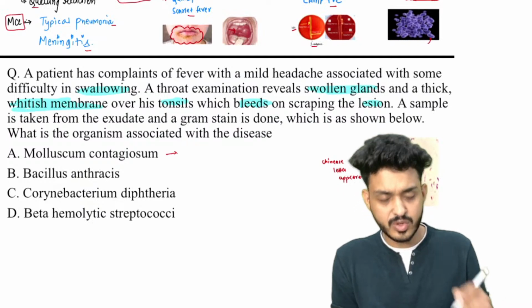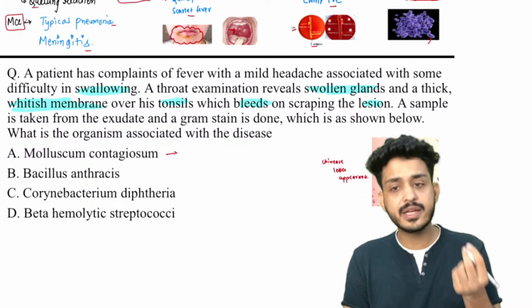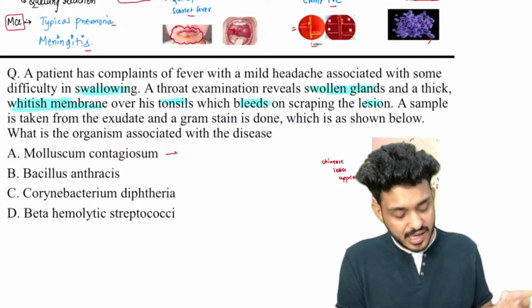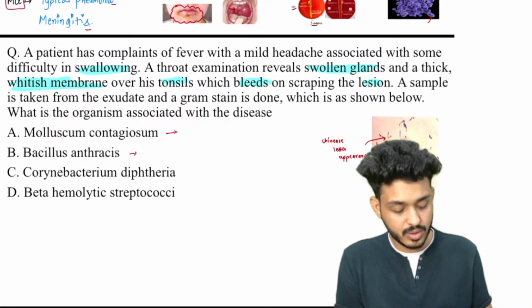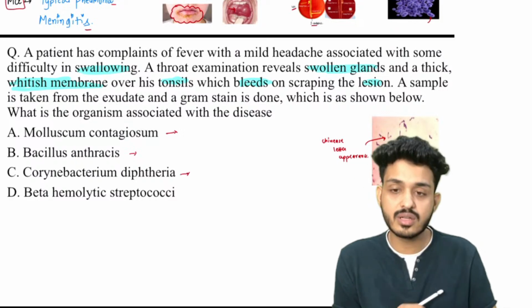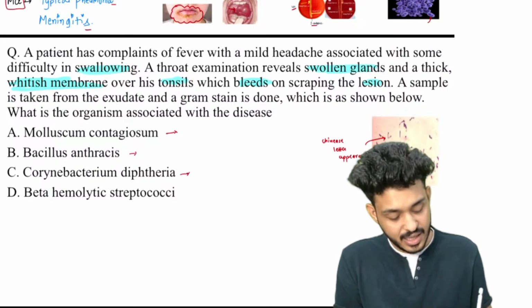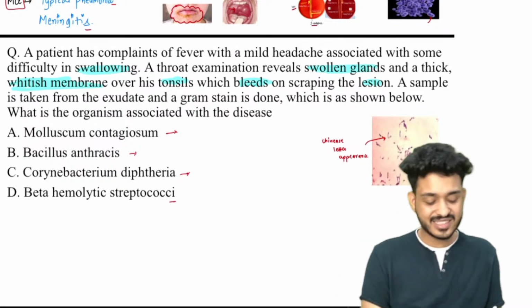Molluscum contagiosum, what will you be finding? Pearly white umbilicated nodules, that is molluscum contagiosum. Bacillus anthracis we will be discussing now, McFadden's reaction, all those things. So this is your Corynebacterium diphtheriae. And lastly we have beta hemolytic streptococci.